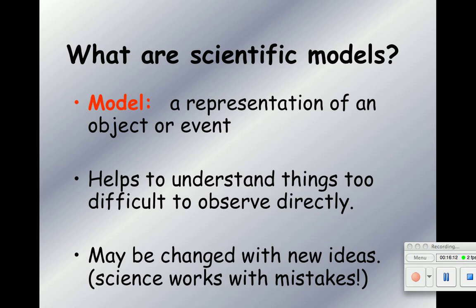Now, scientific theory and scientific law are very different from scientific models. Scientific theory and scientific law have been tested and retested using the scientific method, so we're assuming that these concepts are true, and we will continue to assume that they're true until they're disproven. Models, on the other hand, are representations of objects and events that we use to describe phenomena that we see in nature. Okay? Models are used to help us understand things that we can't directly observe.